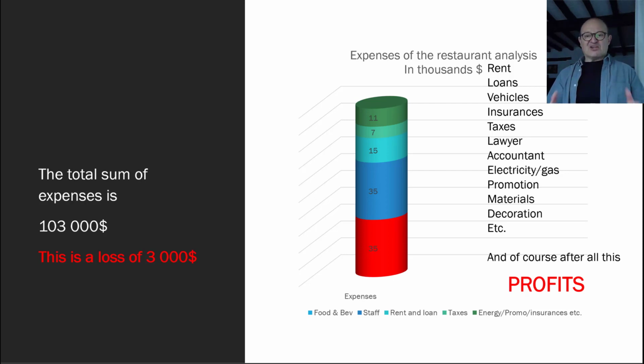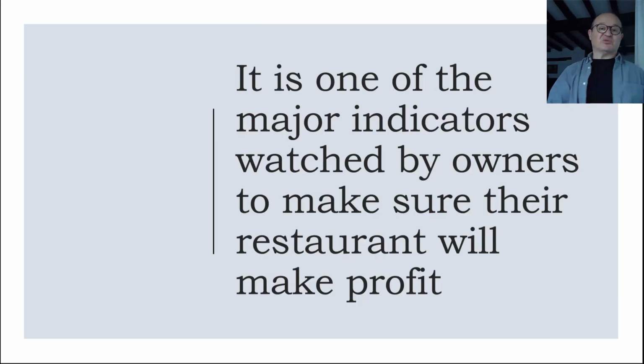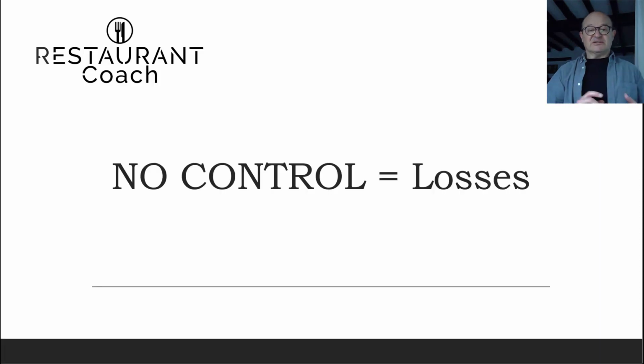So you see, the control of the food cost ratio, if you can earn 1%, 2%, 3%, it is that much that you will have in profit at the end of the month. If you do not control the food cost, at the end of the month, you may have losses of 3,000, which is the estimate that I made, just an average estimate, of course. This is why the food cost ratio is one of the major indicators watched by owners to make sure their restaurant will make profit. If you cannot control this food cost ratio and the expenses on food cost, then you will go for losses. So this is why this food cost ratio is so important.